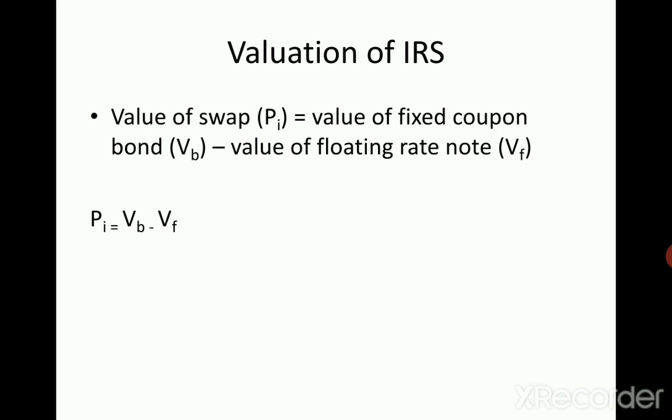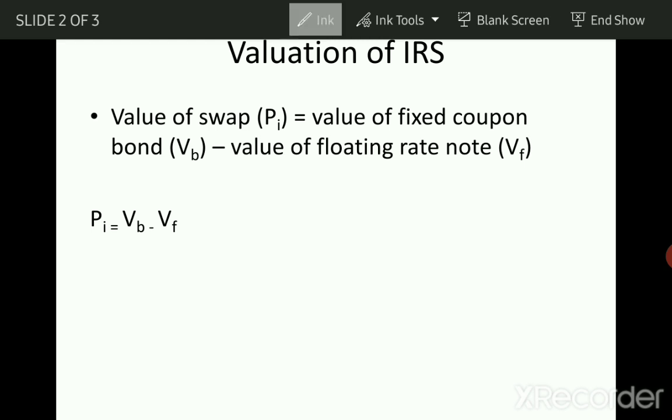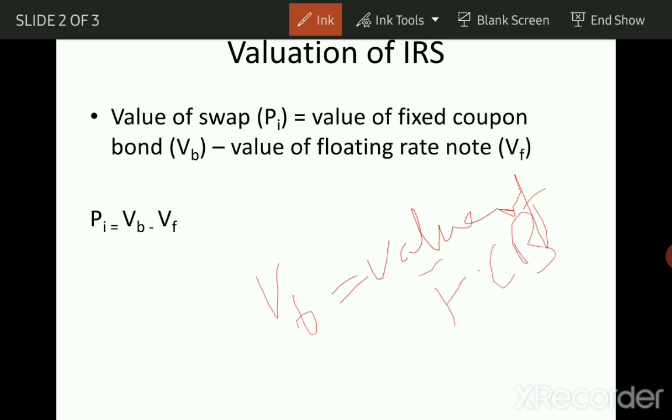So here P means the price of value of interest rate swap. B means the value of fixed coupon bond. Okay, and VF means value of floating rate bond. So here what I mean by bond is loan. So here that is how we calculate the value of swaps.